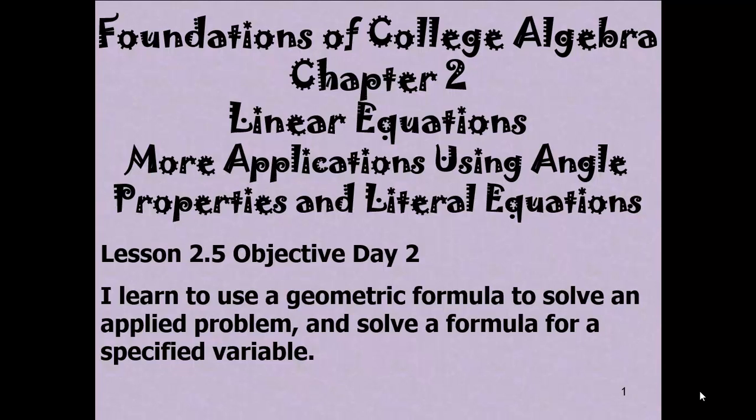All right, we're going to continue with some applications using angle properties. We're going to remember some of our formulas from geometry for solving for missing angles. And then we're going to build on that piece that we learned yesterday where we plugged in numbers for every single variable except one. Now we're going to have a formula, and we're going to solve for just one of those variables, but we're going to do it without plugging in numbers. So it's kind of building on both of those pieces. Okay, so here we go.